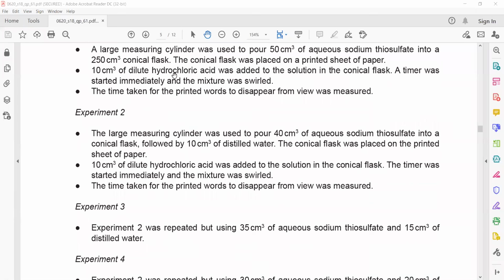Normally, when we want to swirl a mixture, we prefer to use a conical flask. Otherwise, if you have a beaker, which has a large surface area at the top, there is a chance that the liquid might spill. That's why we use a conical flask.